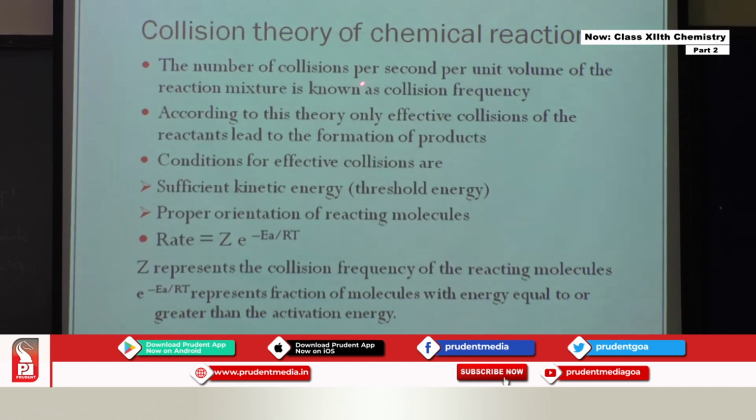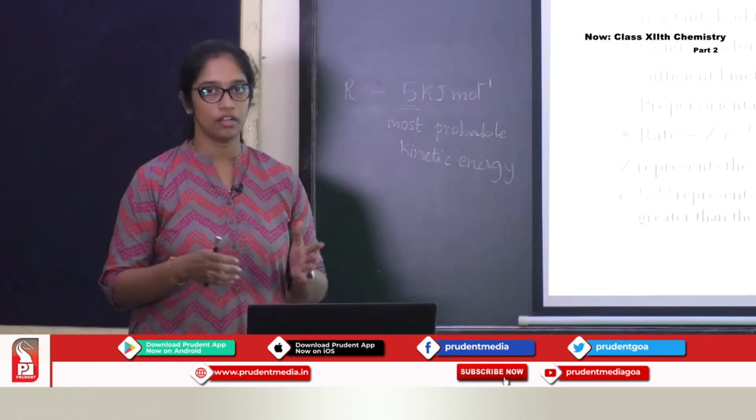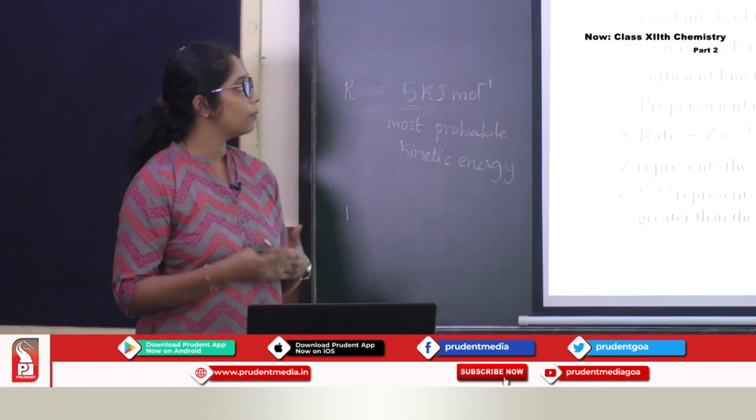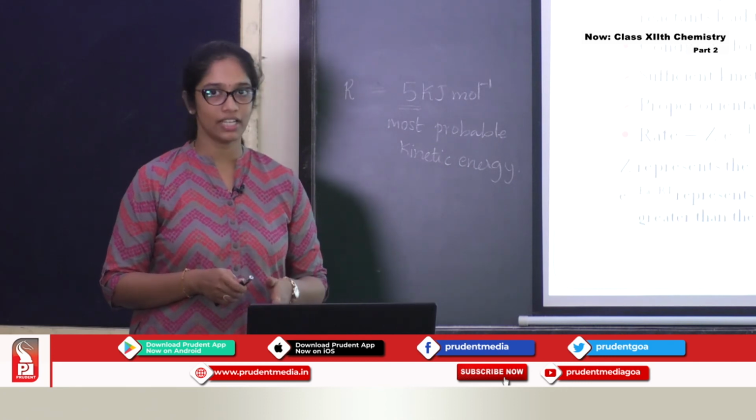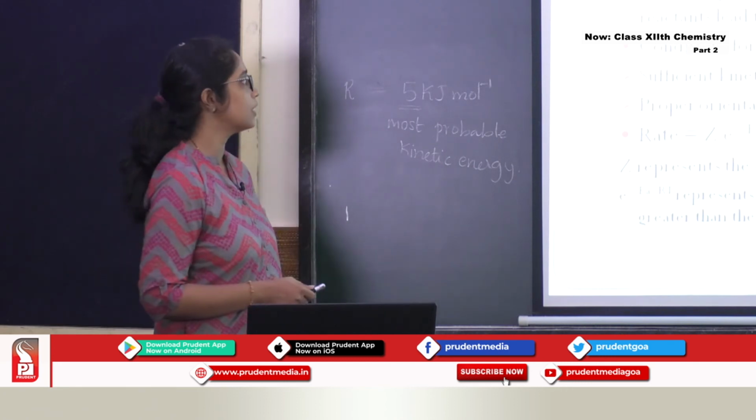The number of collisions that take place per unit volume of a reaction mixture is known as collision frequency. So, this is a term that is introduced because in collision theory the molecules are considered to collide with each other. So, the amount of collisions that are taking place per unit volume per second is known as collision frequency.